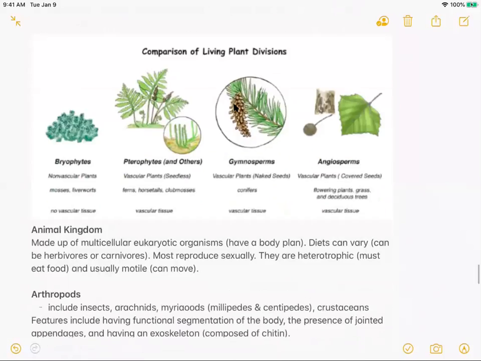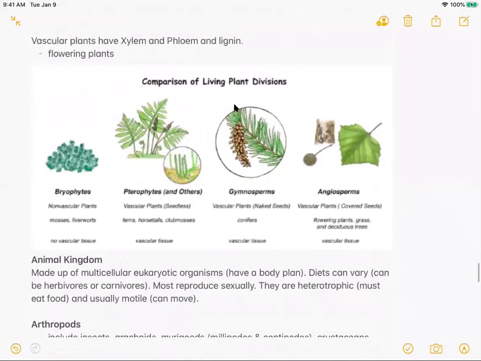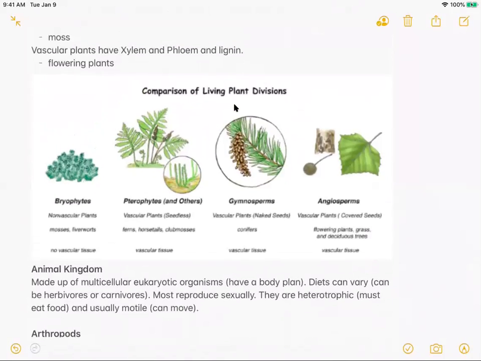So sorry about that. Here I have a different comparison of living plant divisions. You can see that the non-vascular plants, examples, mosses, and then other plants are considered vascular plants because they have a xylem and phloem and lignin.